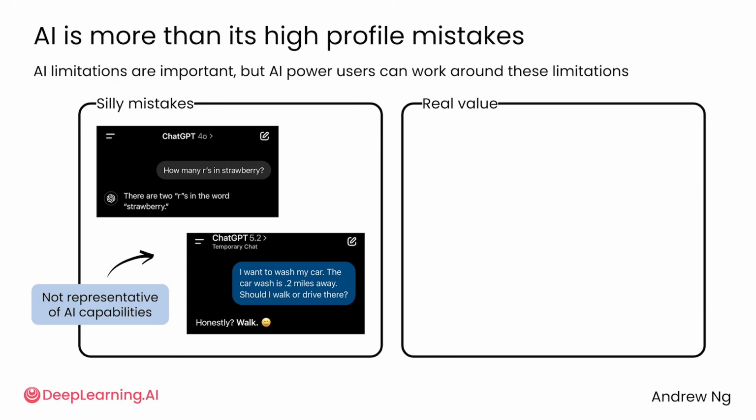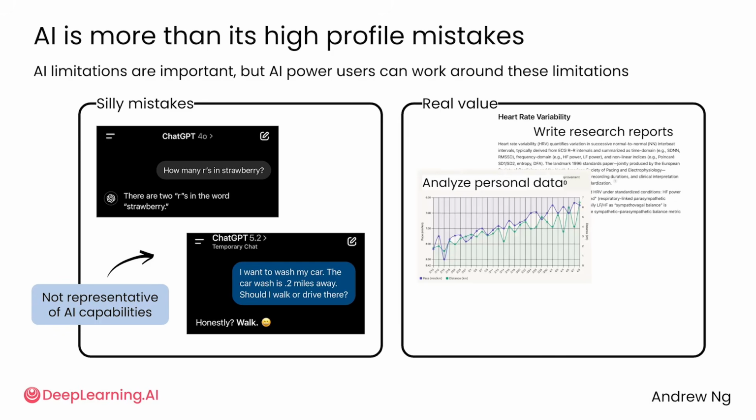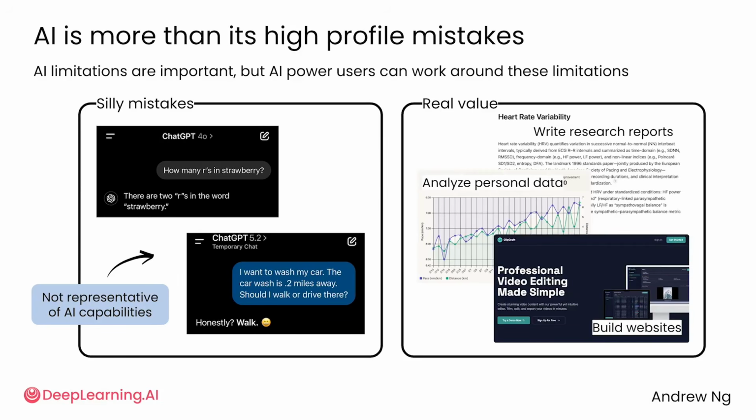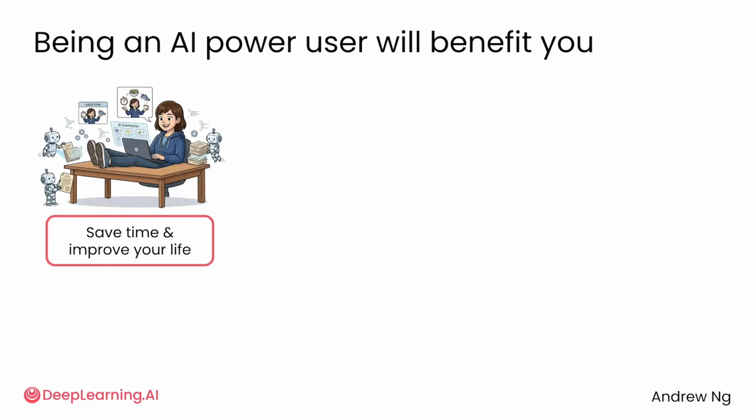In contrast, power users know that AI can deliver significant value through tasks like doing deep research and writing research reports, or taking your personal data, like your health or heart rate or running time data, and analyzing that for you. Or, something we'll talk about later, even building websites for you. I've seen being an AI power user tremendously benefit individuals as well as their businesses. It'll save you time and improve your professional and personal lives.